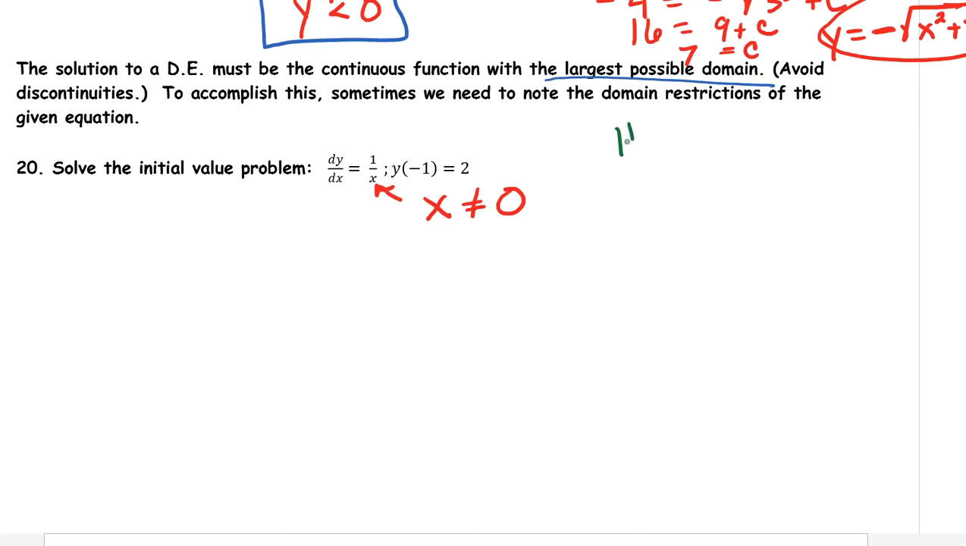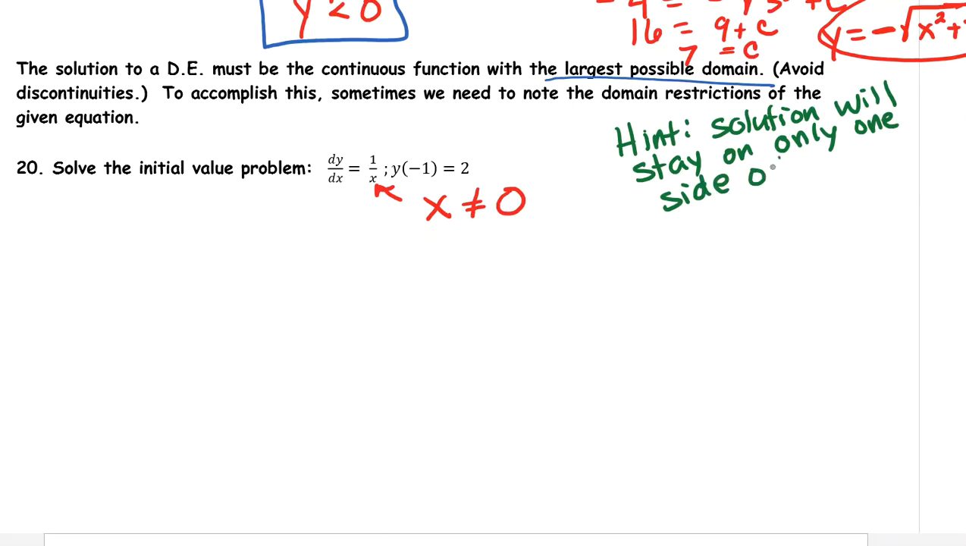So as a hint here, this is not part of what you have to write, but remember that your solution will stay on only one side of x equals 0. So our x's will all be positive or they'll all be negative. And again, how are you going to choose? Your initial value is going to give you a pretty good idea. So it's not a difficult question here.